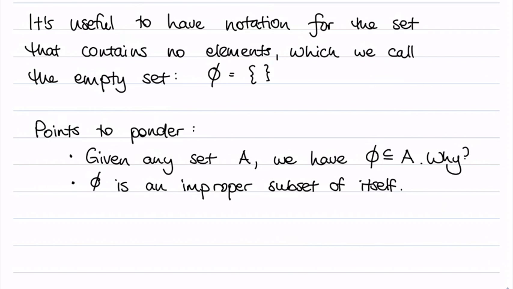We also want to introduce a little bit of notation for the set that doesn't have any elements, which we call the empty set. And the notation that we use is a 0 with a line through it, and sometimes we'll also just write a pair of curly brackets with nothing in between. And if you think about what the size of this set must be, well, there are no elements, so the cardinality of the empty set is 0.